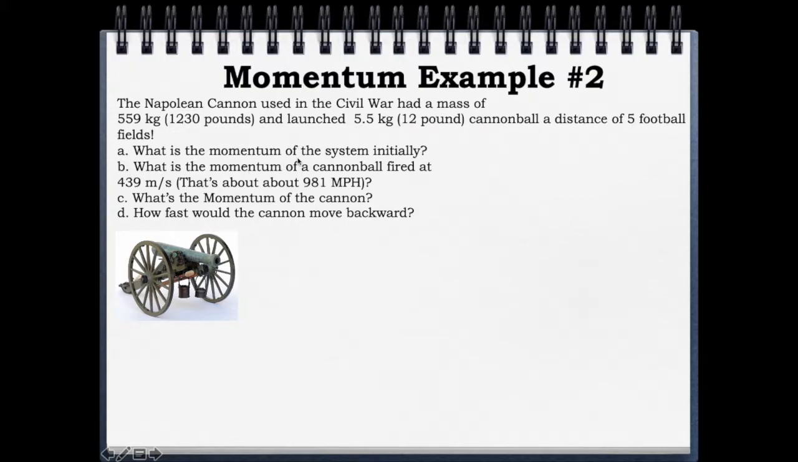So this is a good question because, well, actually, before I go through it, let's read through the questions, and then we'll give you a chance to answer. It says, what's the momentum of the system initially? Letter B, what is the momentum of a cannonball fired at 439 meters per second? So this cannonball is going to be fired at close to 1,000 miles per hour. C, what's the momentum of the cannon? And then how fast will the cannon move backward? So go ahead, try this one out, and then when you feel like you've given it a good attempt, go ahead and come back and we'll talk it through.